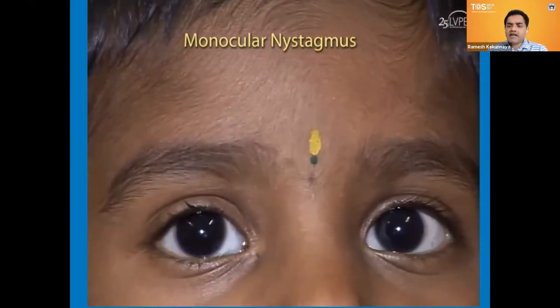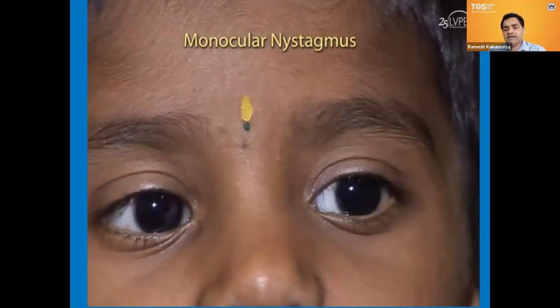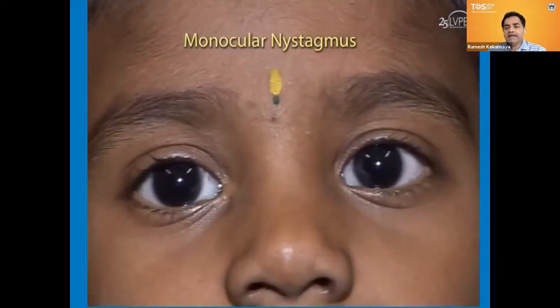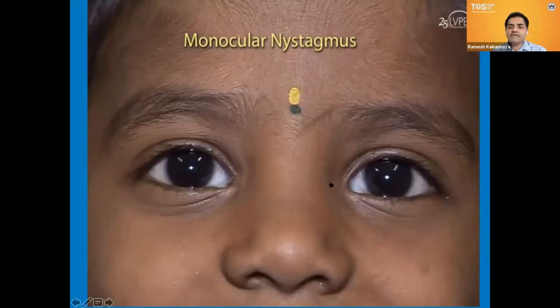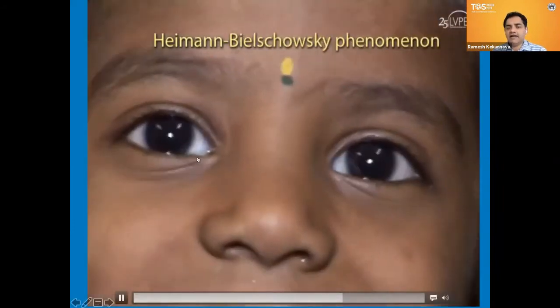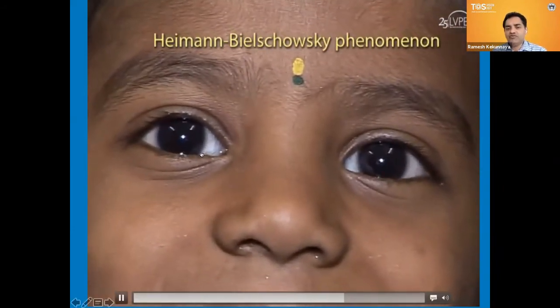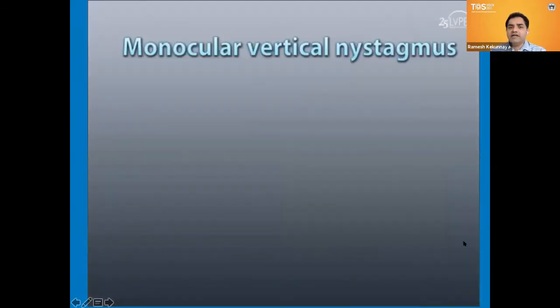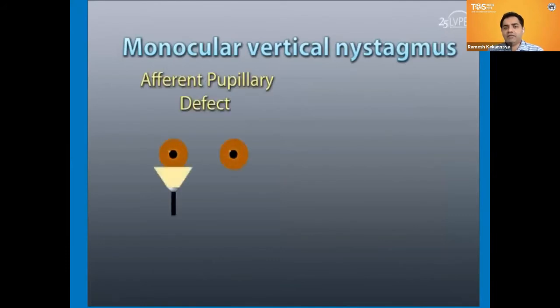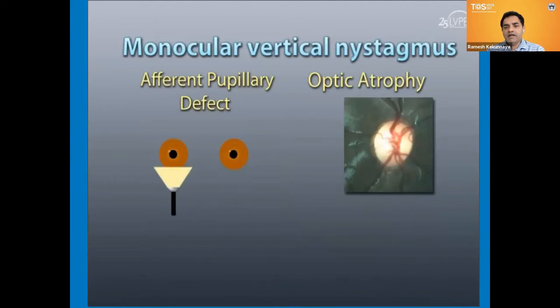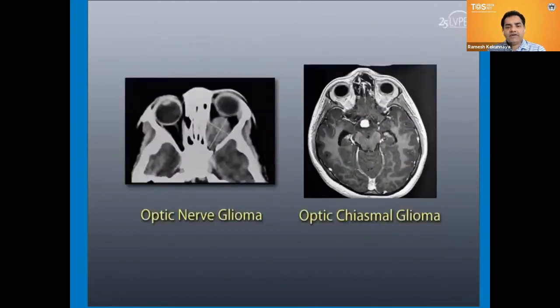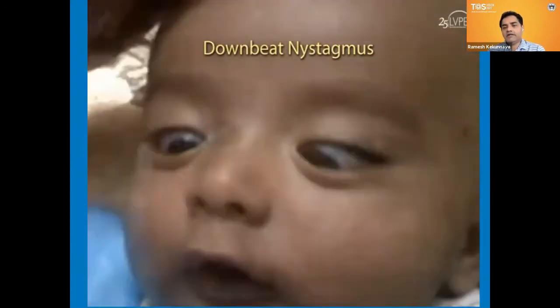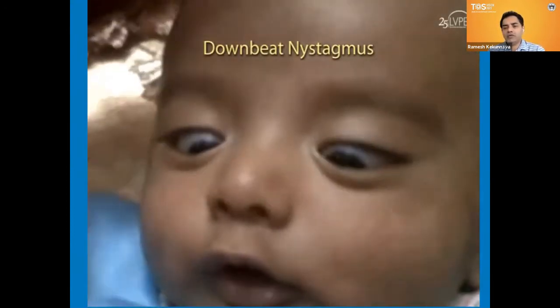And the monocular nystagmus of childhood can be there, but it's a benign condition. You can see in this case, the nystagmus is seen only in the left eye. And sometimes you can see a small horizontal nystagmus of the right eye as well. There is a monocular vertical nystagmus also, which can be seen in some of the patients, specifically in optic nerve glioma and any other optic nerve tumor.